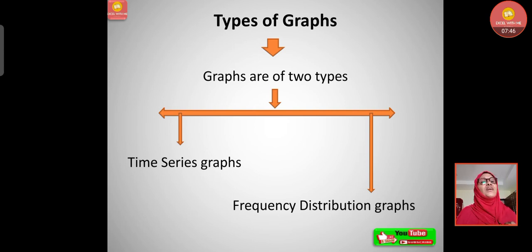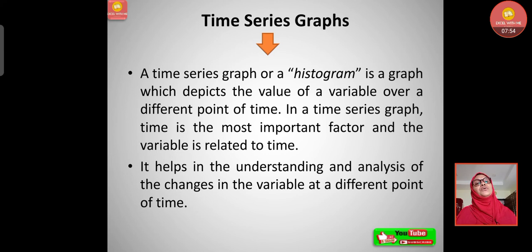Now, let's see the types of graphs here. Graphs are of two types, that is time series graphs and frequency distribution graphs. Now, time series graphs, what do they do? A time series graph or histogram is a graph which depicts the value of a variable over a different period of time. Suppose I am comparing the past year and this year, that means time periods 2021, 2022. If I am comparing the two years, that means I am taking the histogram, the time series, which is very important to understand the variables comparison.